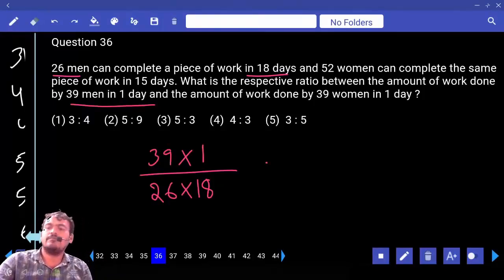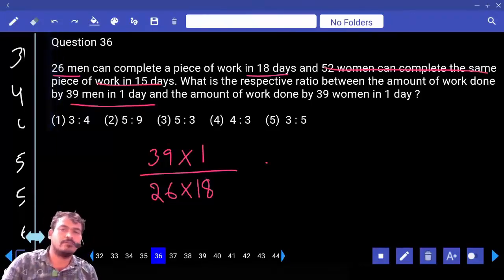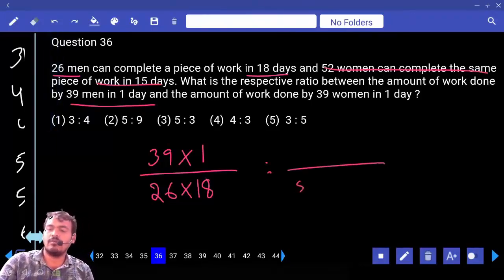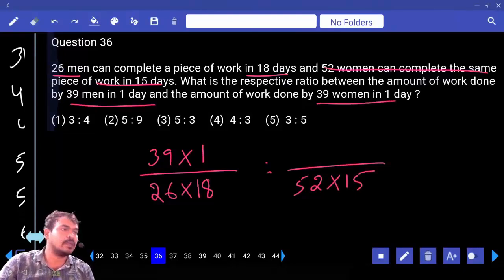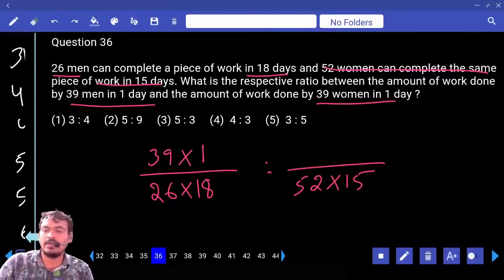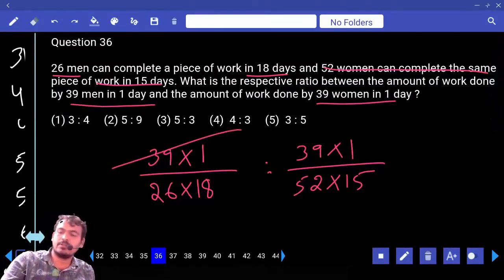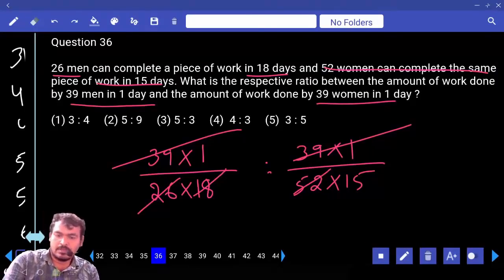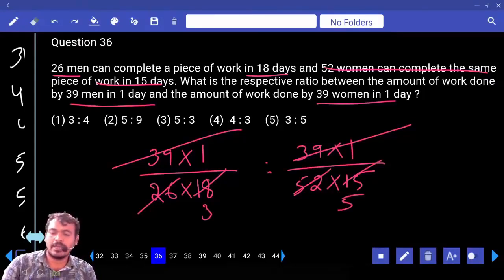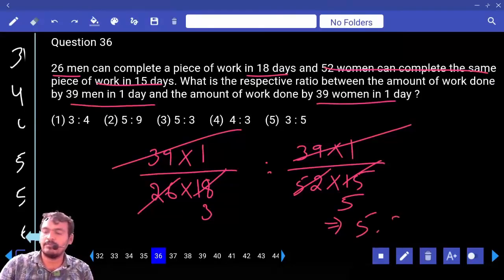Next, second one. 52 women can complete the whole work in how many days? 15 days. What is the 1 woman 1 day work? 1 by 52 into 15. But here how many women are working in second case? 39 women. How many days? 1 day. Then we write 39 into 1. Numerator gets cancelled. 26 how many times 52? 2 times. 2 how many times 18? 9 times. 3 3s are 3, how many times? 5 times. Then ratio. Don't say 3 is to 5. It is 5 is to 3.